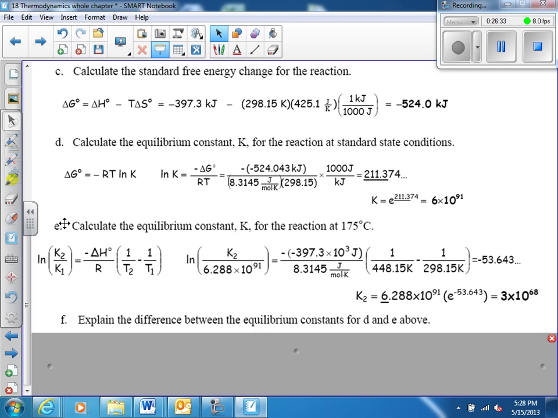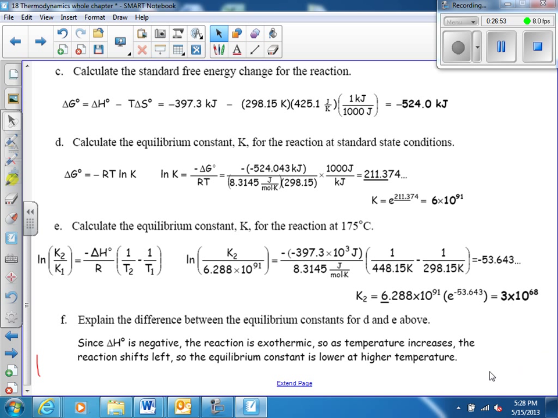Explain the difference between the equilibrium constants for D and E. Well, notice this is much larger than this when we increased the temperature. A smaller equilibrium constant means we're shifting over to the left, right? Smaller equilibrium constant, less products. By Le Chatelier, should we shift left? Let's look at that. Delta H is negative. The reaction is exothermic. As temperature goes up, the reaction should shift left. The equilibrium constant should be lower at higher temperatures, and indeed it was. That's it.